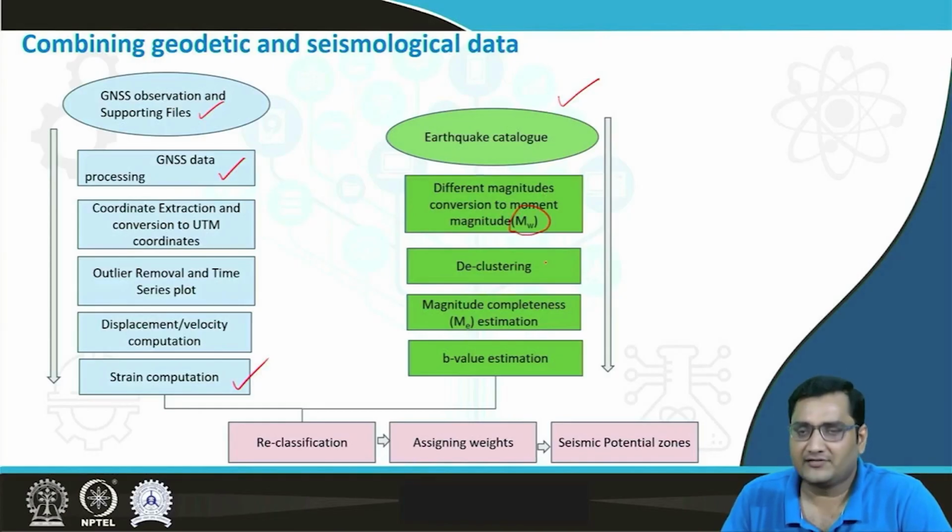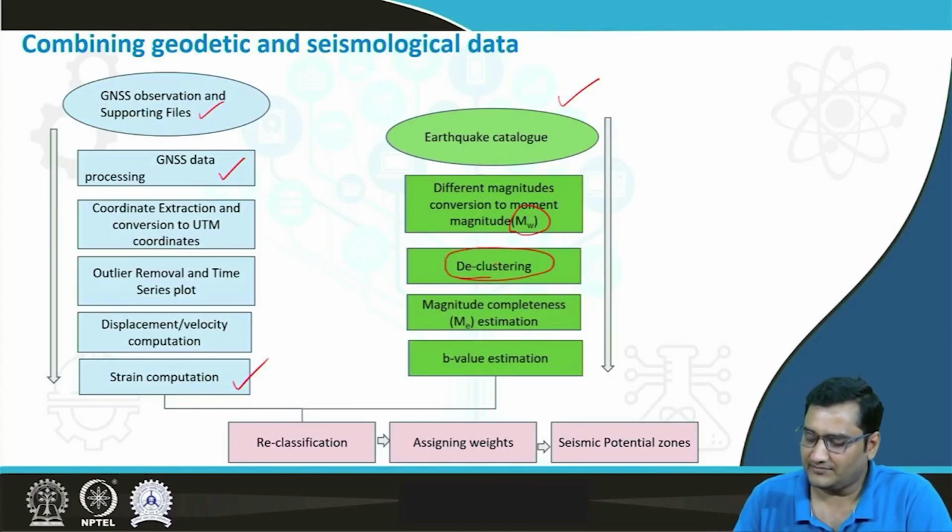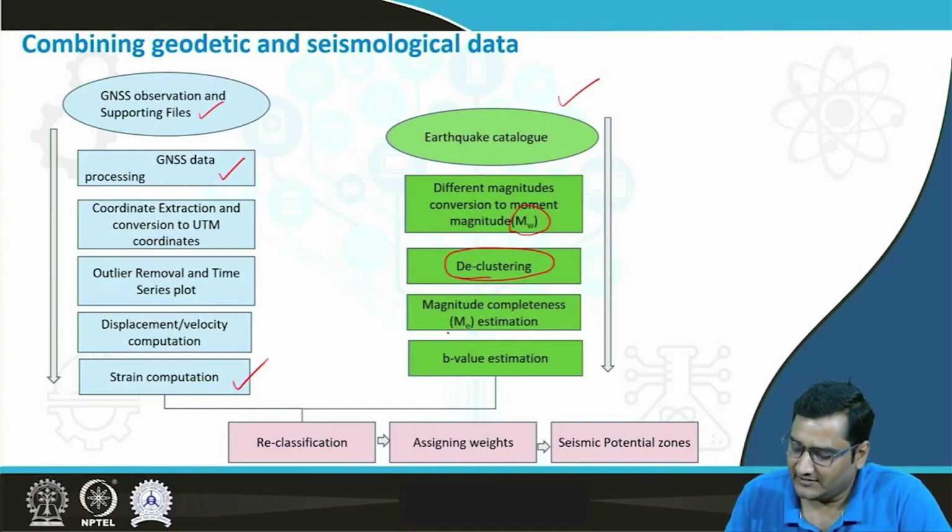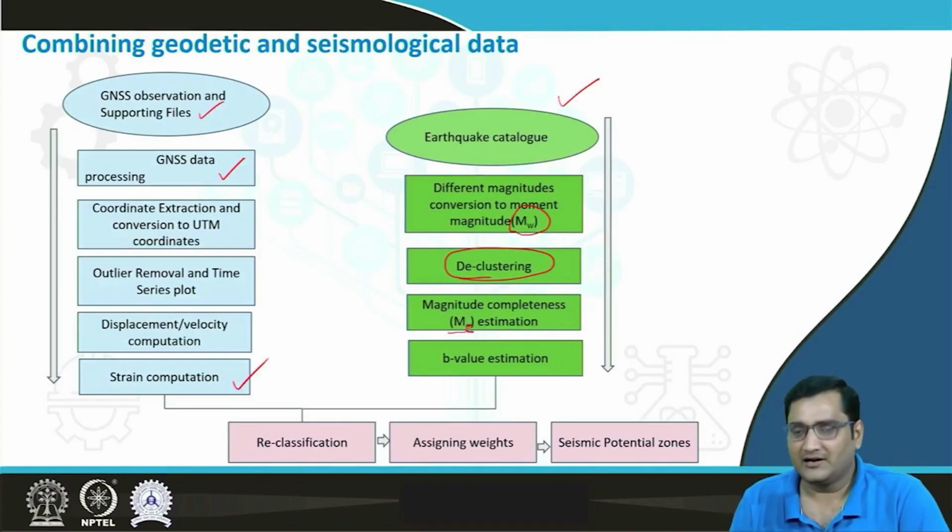Then we perform the declustering process, because in the catalog, apart from the main event, you will also have the foreshocks and the aftershocks. So you need to remove the dependent events, those are aftershocks and foreshocks. Removal of those events is known as the process of declustering, and so we need to perform that declustering process. And then after, we need to estimate the magnitude of completeness. The magnitude of completeness is the minimum magnitude above which the catalog is considered to be complete. So this is the minimum magnitude, that is represented by Mc. So magnitude of completeness estimation needs to be done.